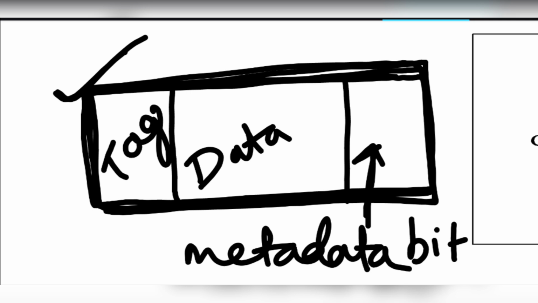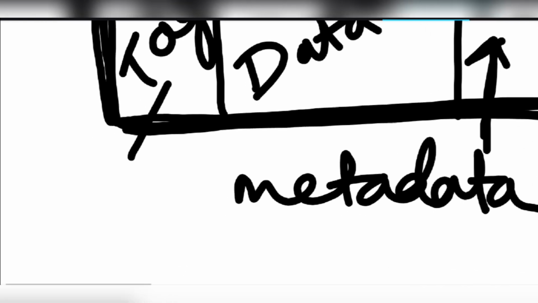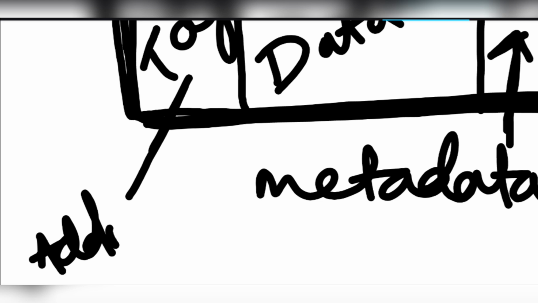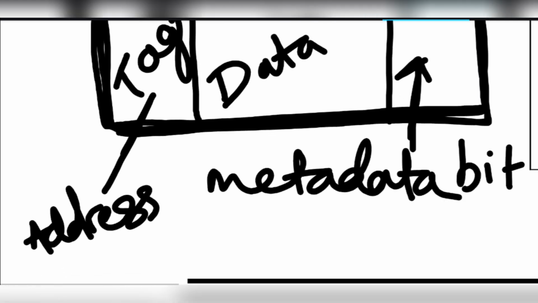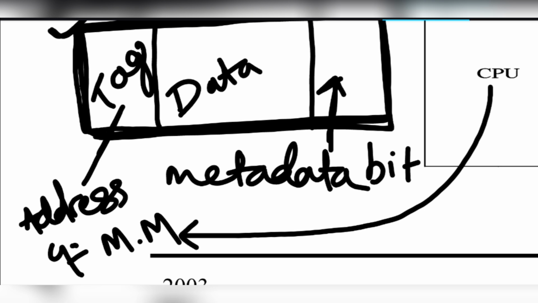Now just move towards what is the tag. Tag means it holds the address of main memory. It stores the address of main memory. Then our CPU searches the address of main memory inside the cache memory. If the address is available, then the data is available, then there is a cache hit.